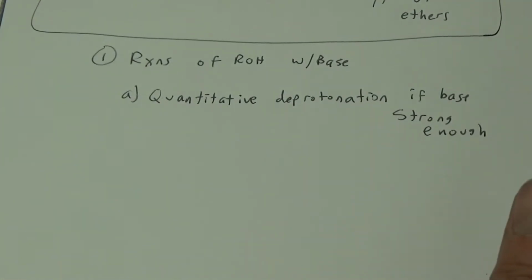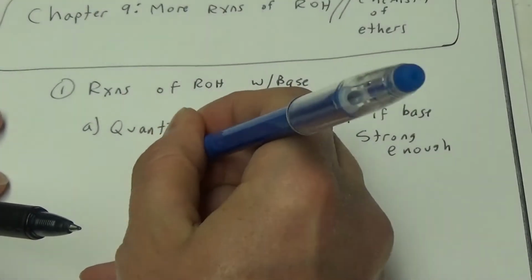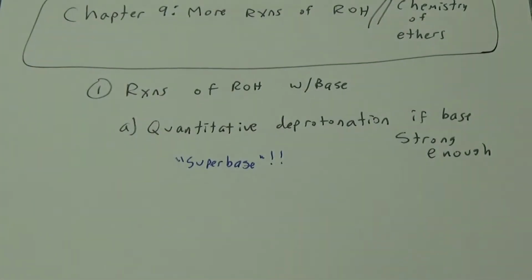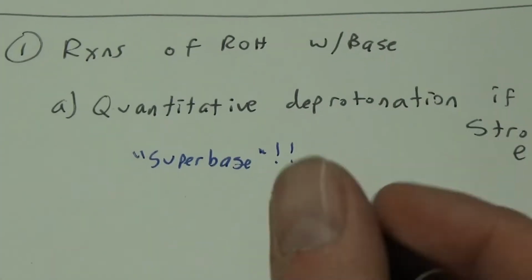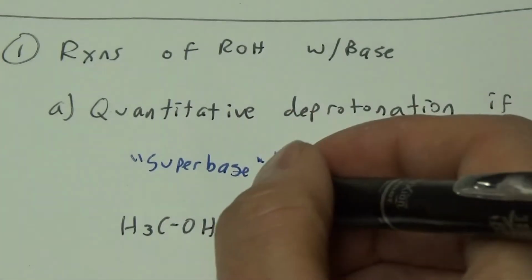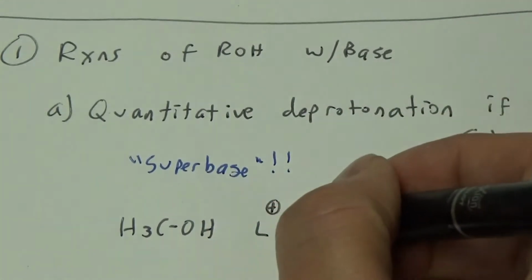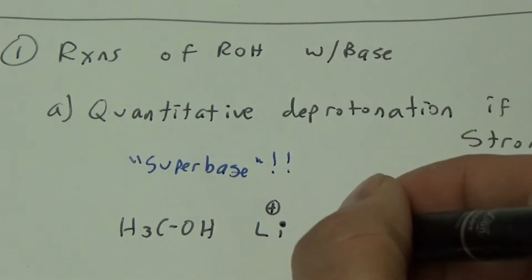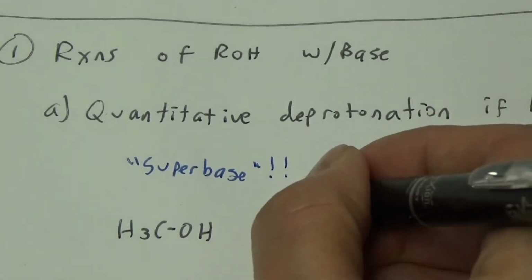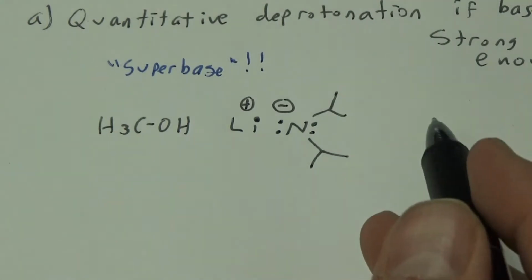So what are the strong bases? And we sometimes call them super bases. There's a couple of these super bases that we can use. One of them, and we'll just demonstrate with methanol as our alcohol. Methanol, and one of the super bases is called LDA. It's lithium diisopropyl, so those are isopropyl groups, right? Remember those? Isopropyl.